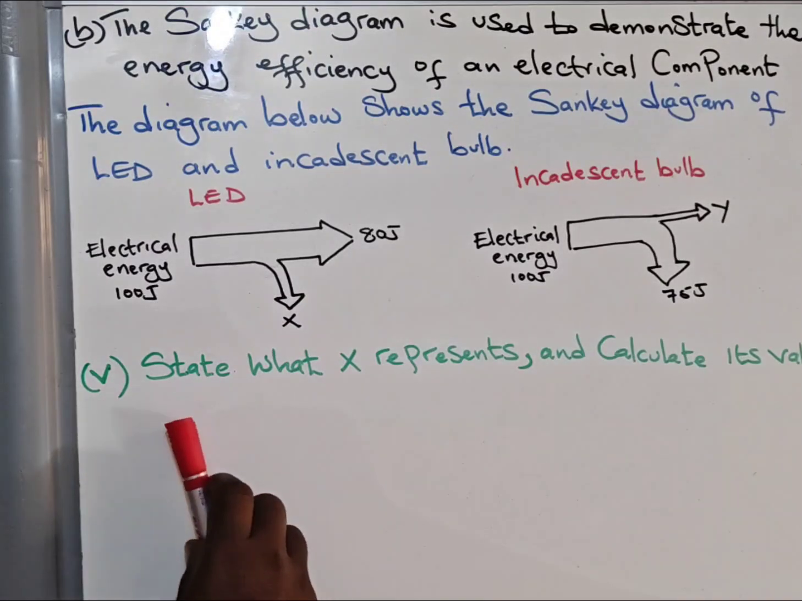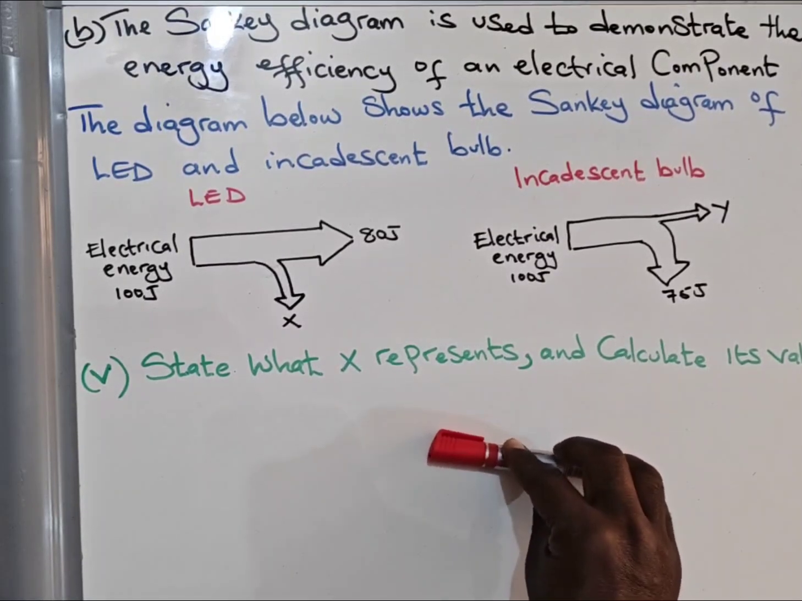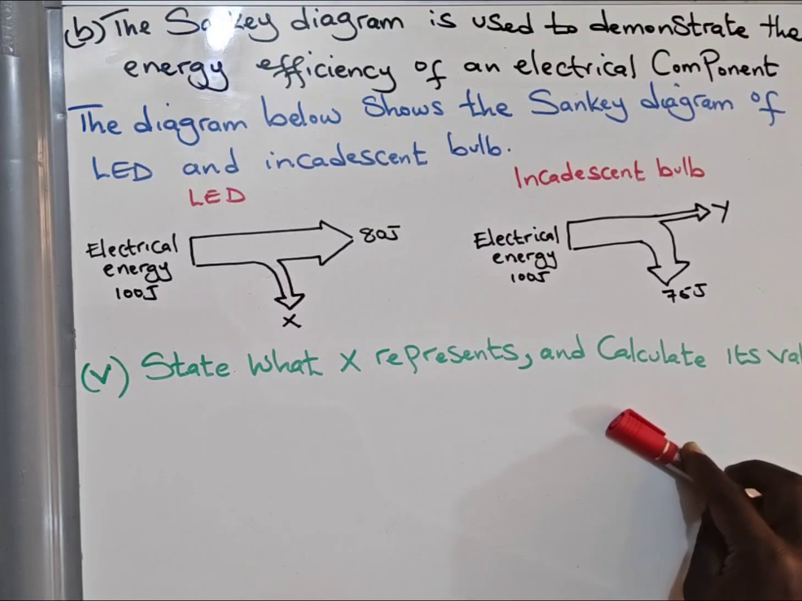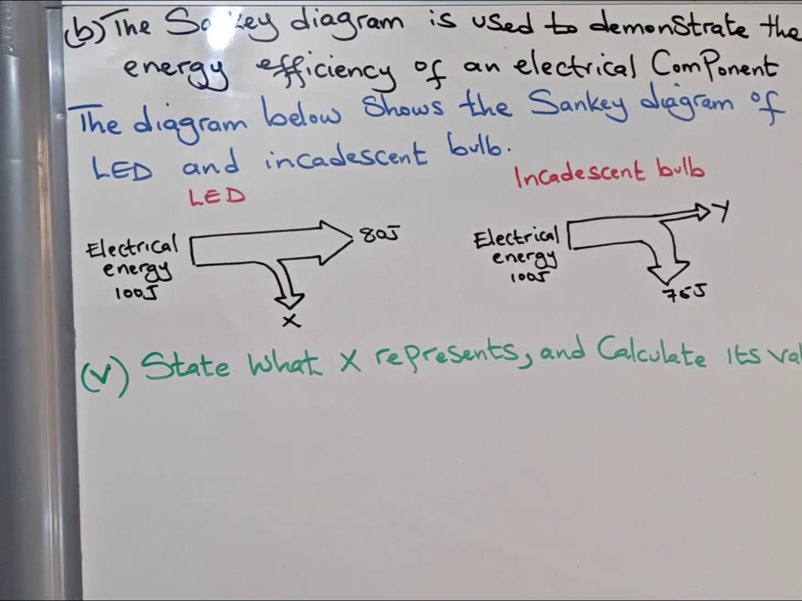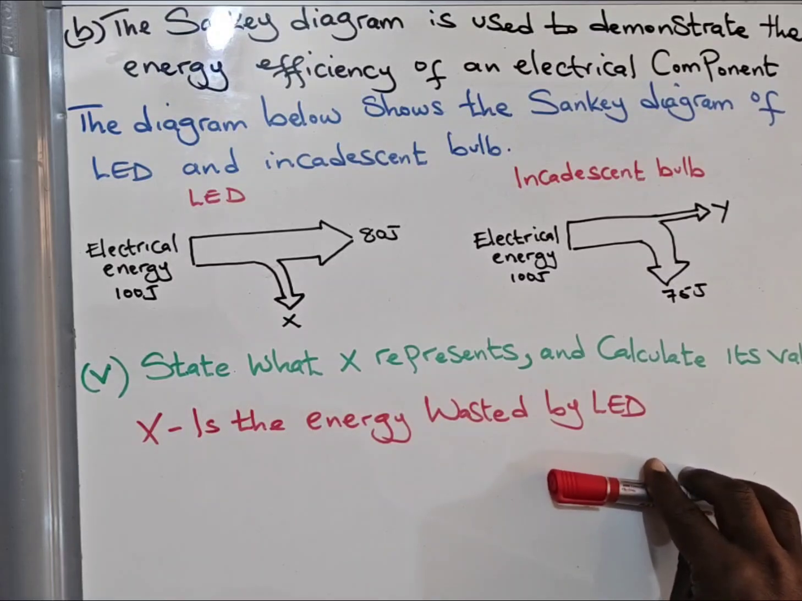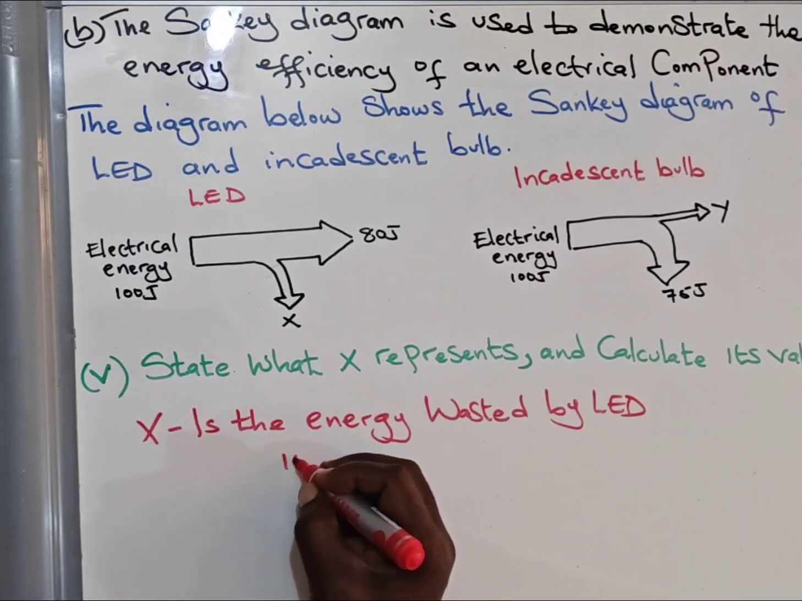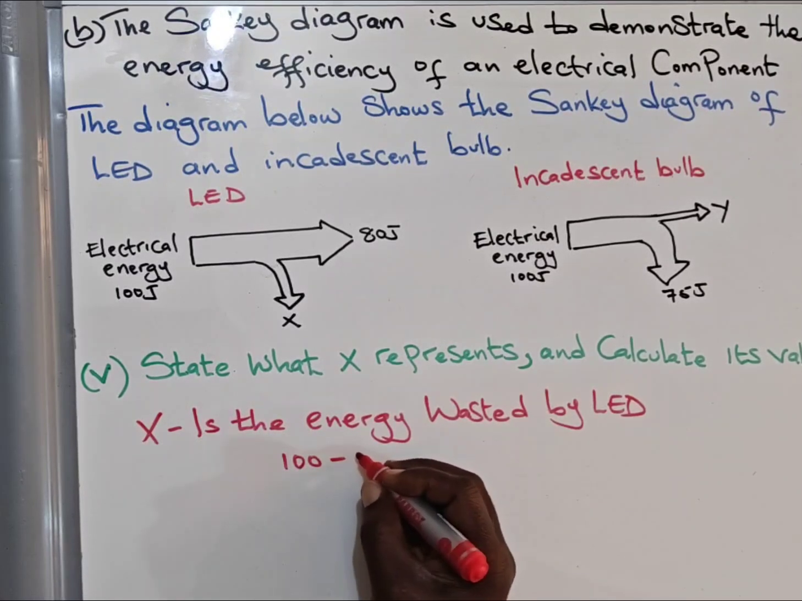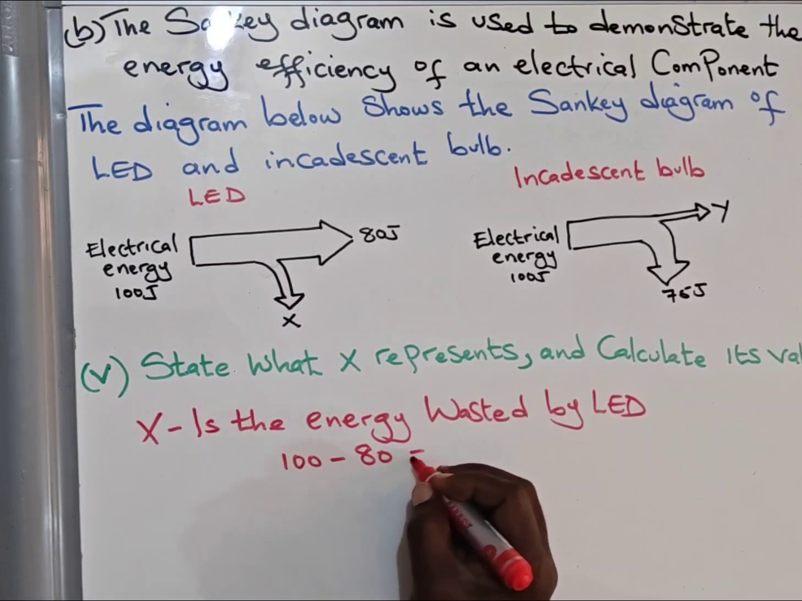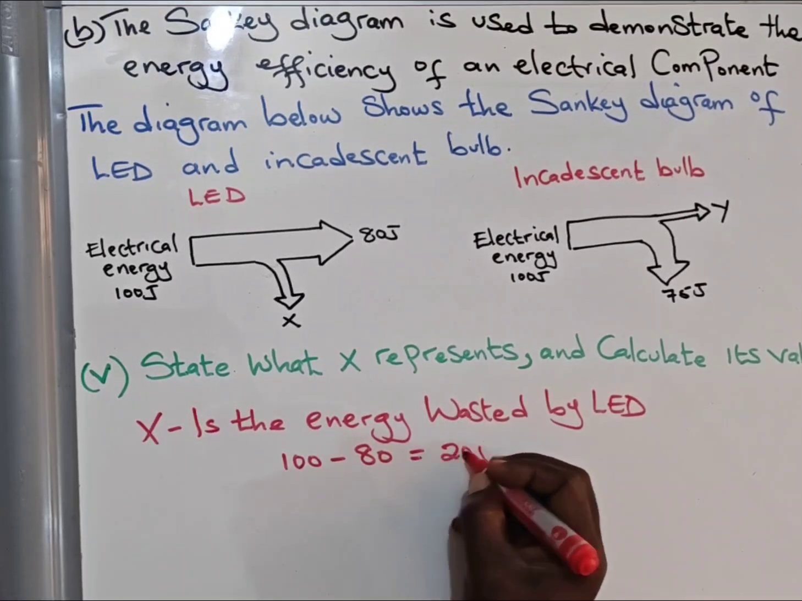Then comes this question. It says, state what X represents and calculate its value. What is X? X is the energy wasted by LED. It's the energy wasted by LED. And what is its value? Its value is going to be the energy input, which is 100, minus the useful energy. The difference is going to be the energy wasted, which is going to be 20 joules.